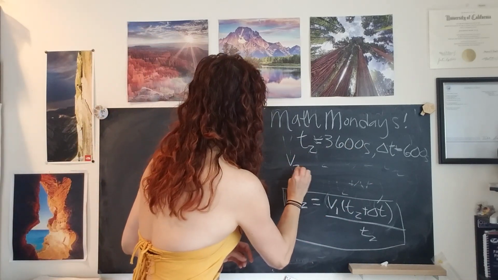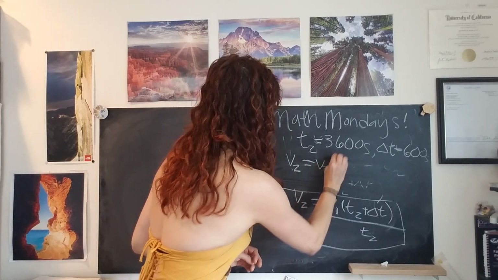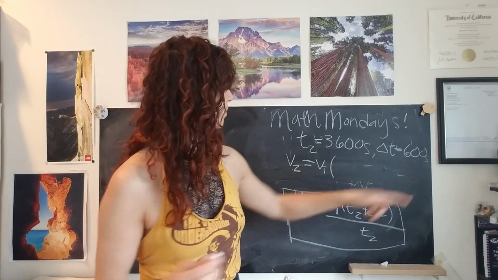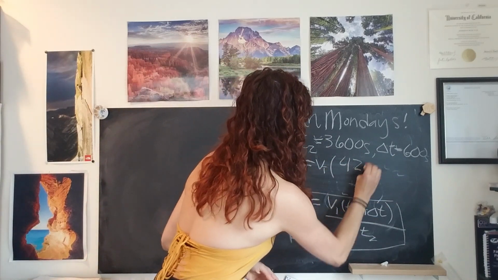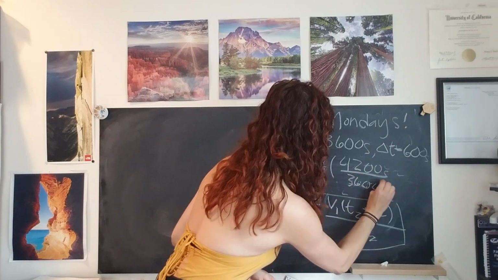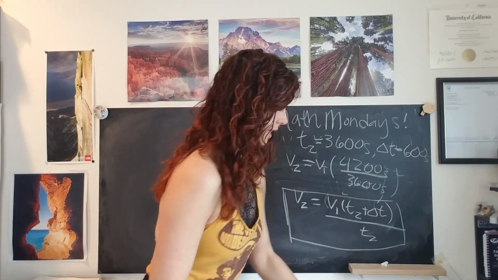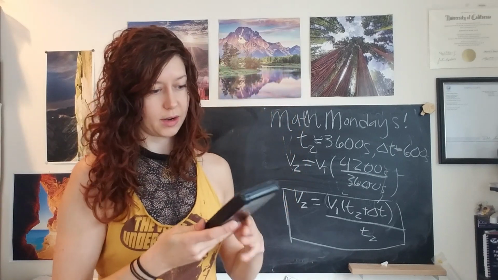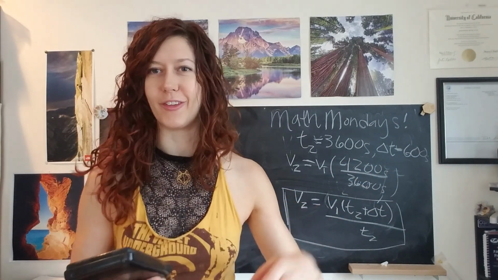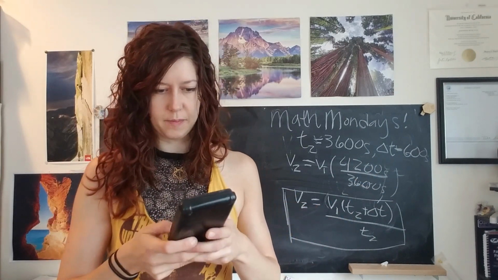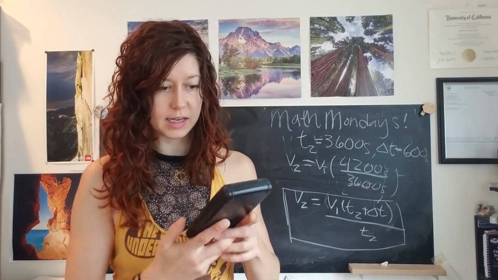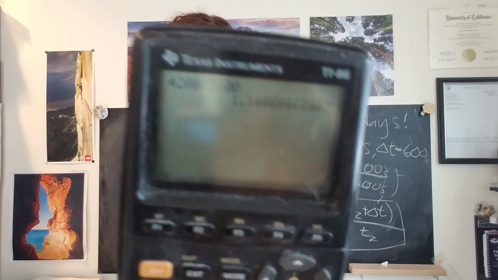Then V2 equals V1 times T2 plus delta T. 3,600 plus 600 is 4,200 seconds, divided by 3,600 seconds. The units cancel, which is good, and then because I'm lazy and I don't want to do mental math, you just cross out the zeros, but whatever. Also, you can use a calculator. So if I do 4,200 divided by 3,600, I get, boom! There is our result.